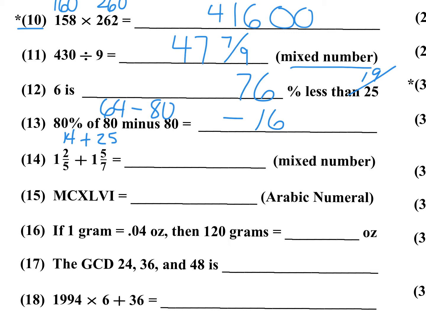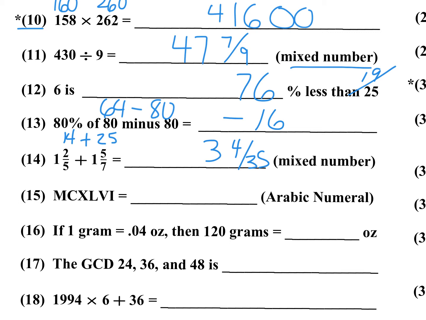Don't write 39 over 35. You've got to simplify that. That's 1 and what? 4 over 35. Carry a 1. And then 1 plus 1 plus the carry, that makes 3. So your answer there should be 3 and 4 over 35.